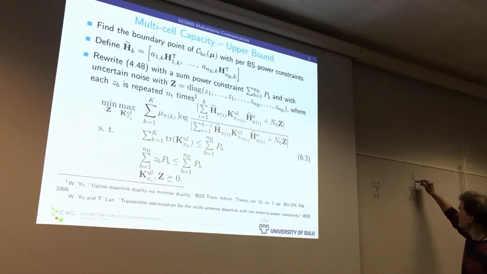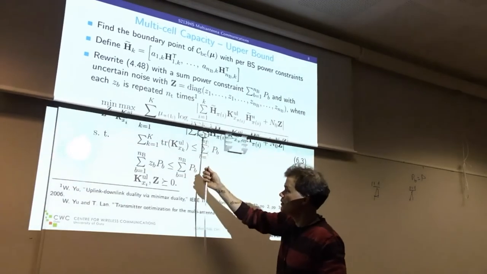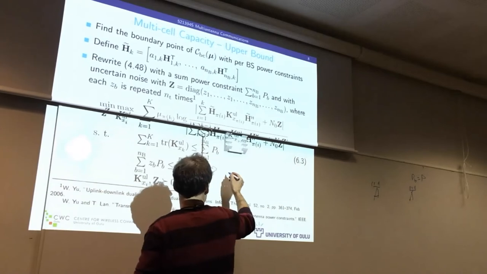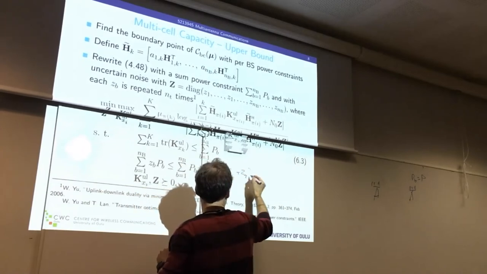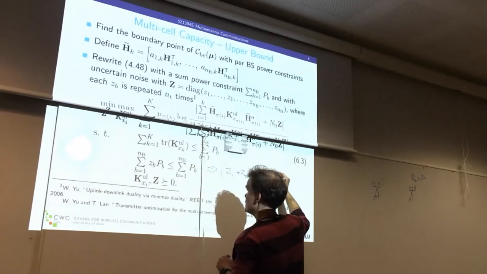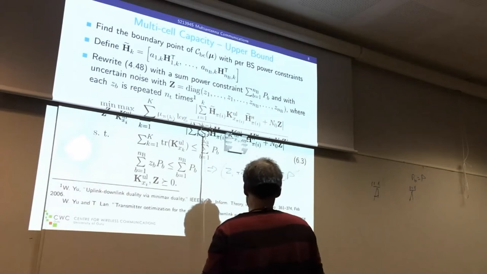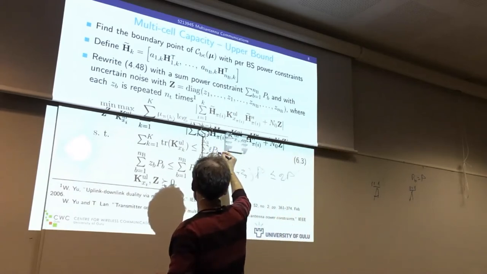Let's assume that P sub B is P. How to solve this? For the two base station case, it's pretty easy. If P sub B equals P, we can write this as Z1 plus Z2 times P smaller than two times P. So this P cancels out, and here we have also two times P.